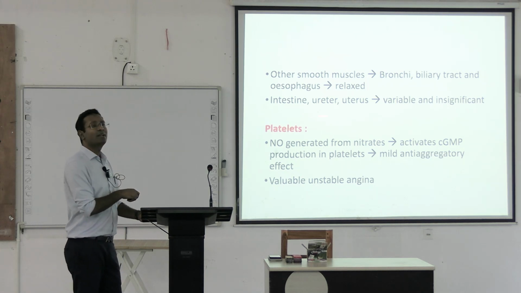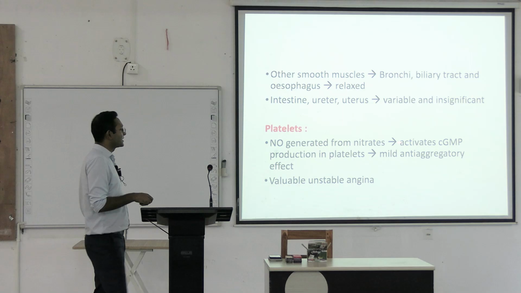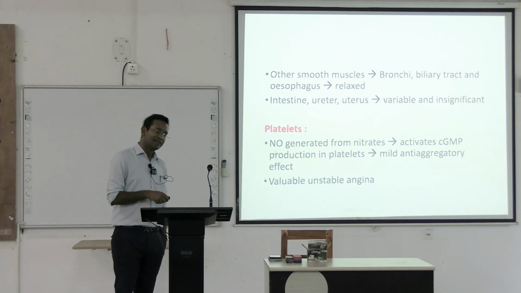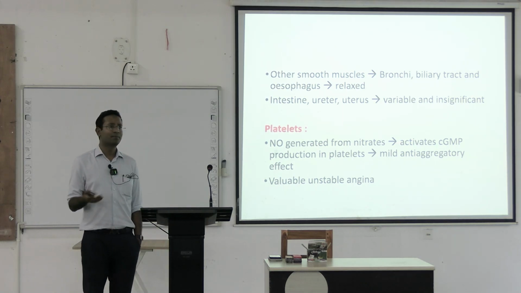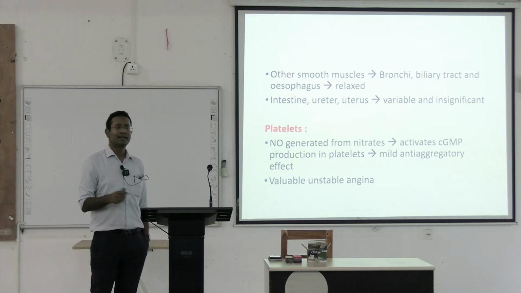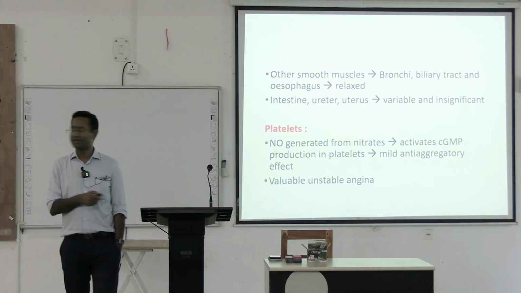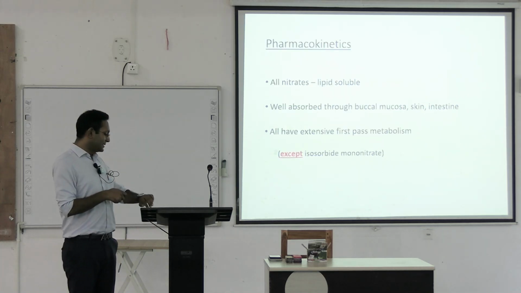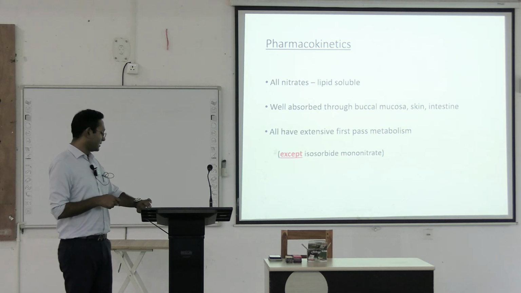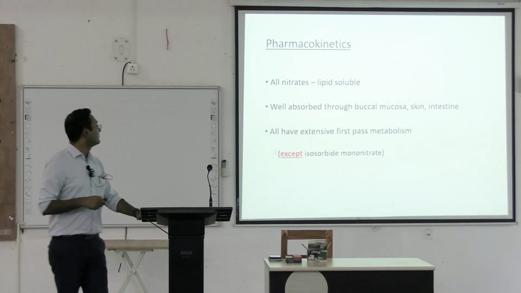On the platelets, because nitric oxide is generated from the nitrates, it activates cGMP production in the platelets, so there is a mild anti-aggregatory effect on the platelets as well. So, this is the reason it is valuable in unstable angina.